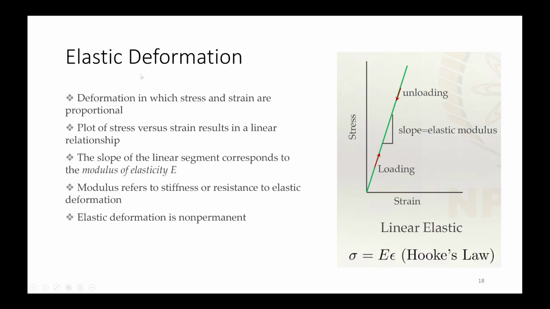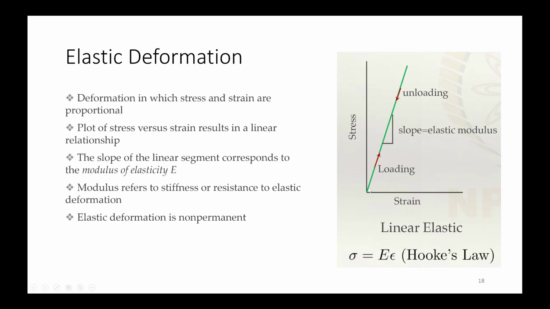For the elastic deformation in which stress and strain are proportional. So in this plot, the stress versus strain results in a linear relationship, and the slope of this linear segment corresponds to the modulus of elasticity. This modulus also refers to stiffness or resistance to elastic deformation. This elastic deformation is non-permanent, so as we remove this load, it will follow a similar path to the one it followed during loading, and it will show zero strain in the material.